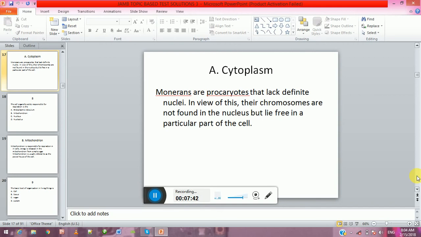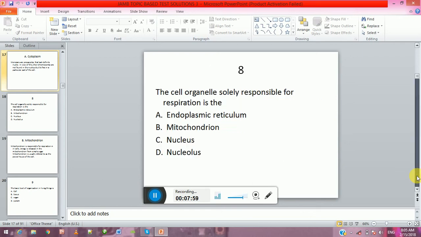In view of this, their chromosomes are not found in the nucleus, but lie free in other parts of the cell. And you know that the other part of the cell mainly consists of the cytoplasm. So that's where the chromosomes are found. Cytoplasm for prokaryotic cells.